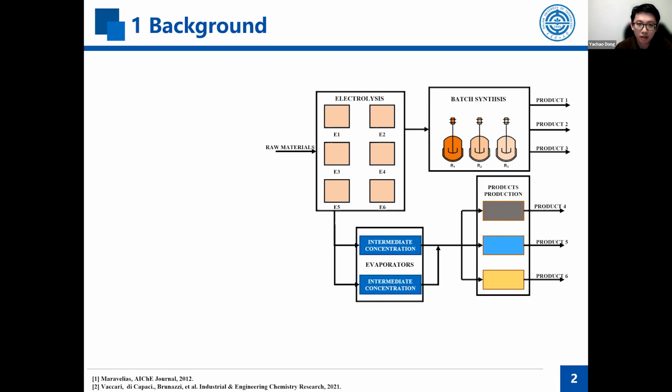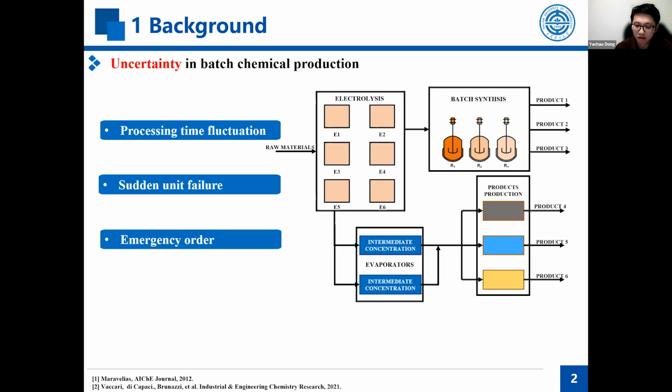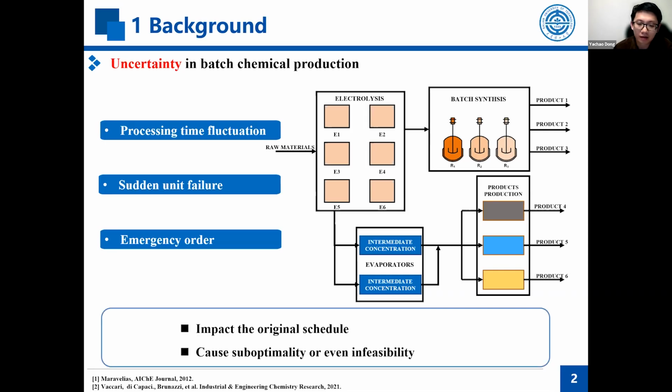It is important to consider uncertainty in the decision-making process because there are many different types of uncertainties, including processing time fluctuations, sudden unit failures, emergency orders, and a few others in practice. Such uncertain factors will very often impact the original schedule, causing issues of suboptimality or even infeasibility. And therefore, it is very important for us to take these uncertain factors into consideration when solving the scheduling problems.